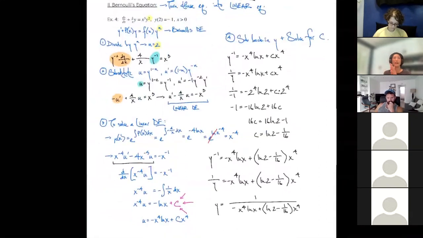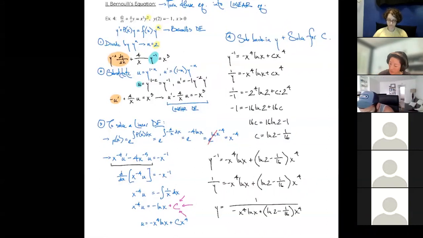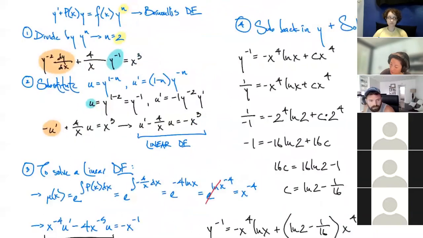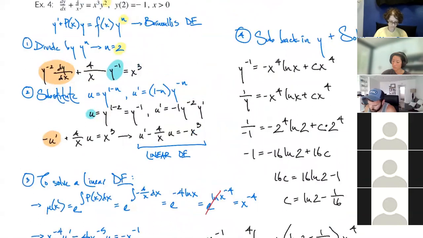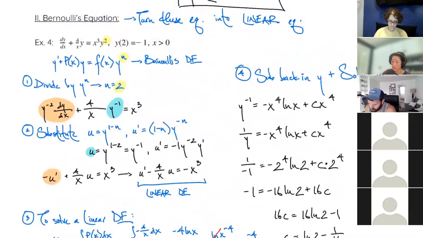All right, before we move on to the next example, are there any questions about example 4? Can you explain how you got your U in step 1? Absolutely. So U in general, we're going to use this formula. U will be Y to the 1 minus N power.